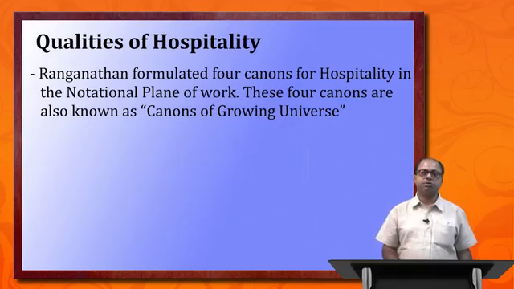ক্যানন ফর্মুলেট করেছিলেন। এইভাবে আমরা দেখেছি there are 15 canons in idea plane, there are 4 canons in verbal plane, and there are 24 canons in notational plane. সব শুদ্ধ 43 canons. এবং এই যে canons, those canons are defined in under some sets.